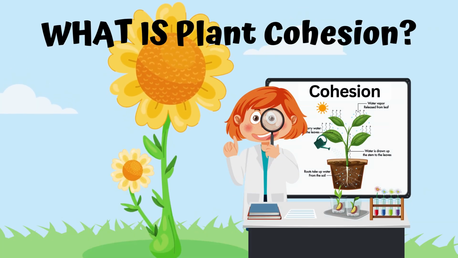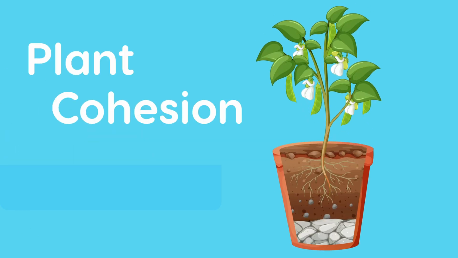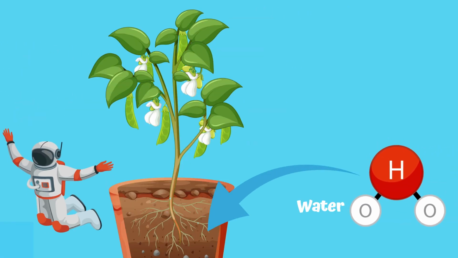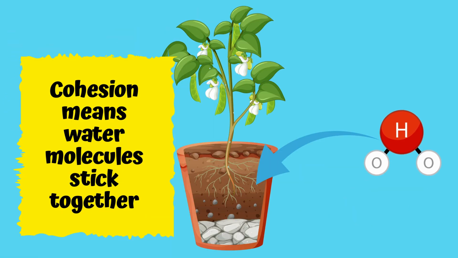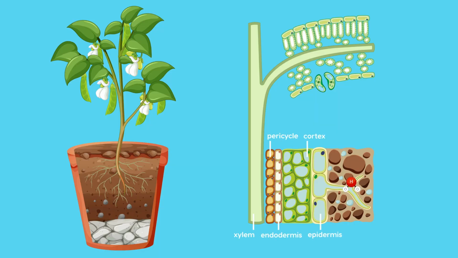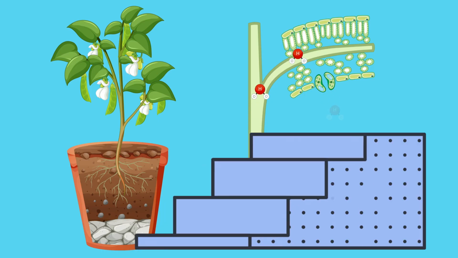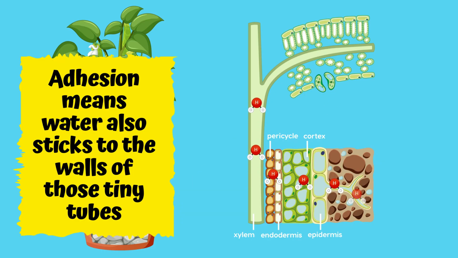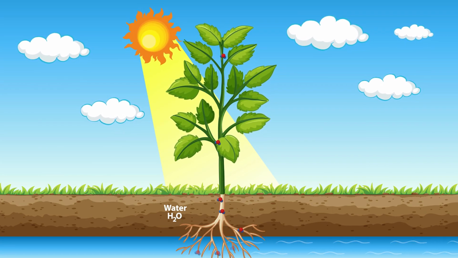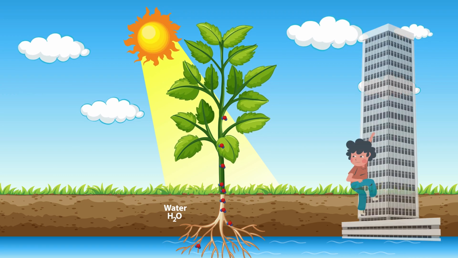Segment 4. What is plant cohesion? Here's a super cool science word, cohesion. It helps water travel up through plants, even against gravity. Cohesion means water molecules stick together. When the plant pulls water from the roots to the leaves, the water forms a chain that travels through tiny tubes in the stem. Like a water elevator. Add in adhesion, and water also sticks to the walls of those tiny tubes, helping it move higher. Fun fact: water can travel all the way to the top of a tree thanks to cohesion and adhesion. That's like water climbing a skyscraper.